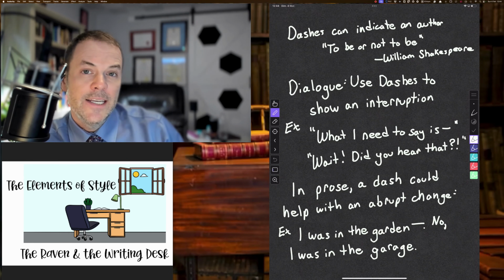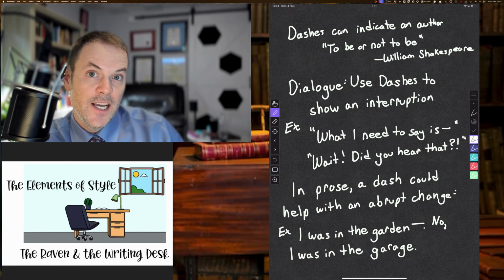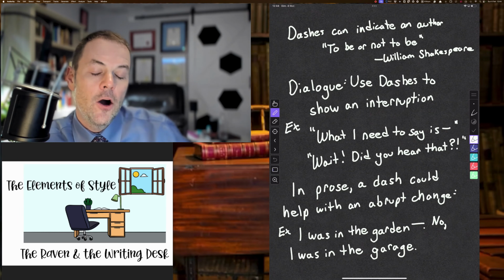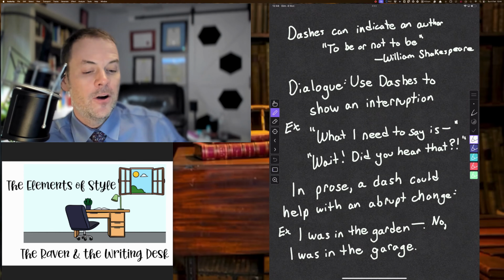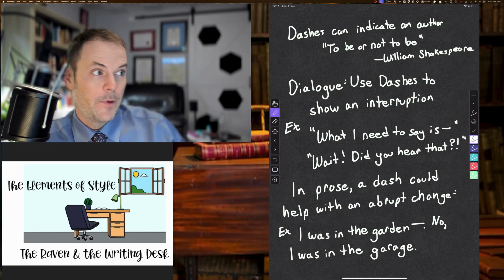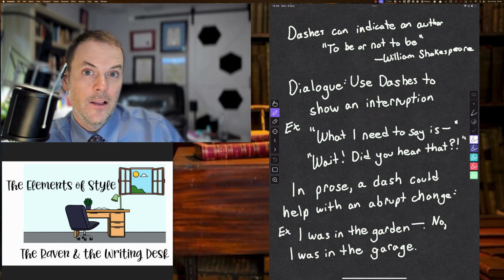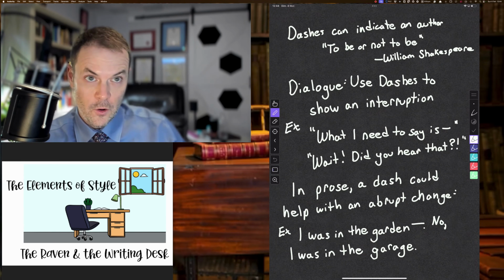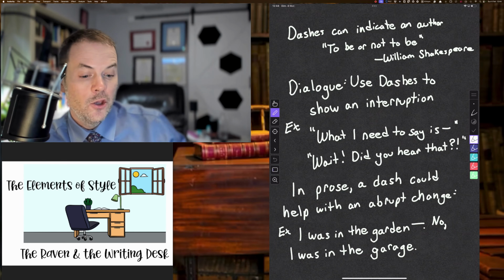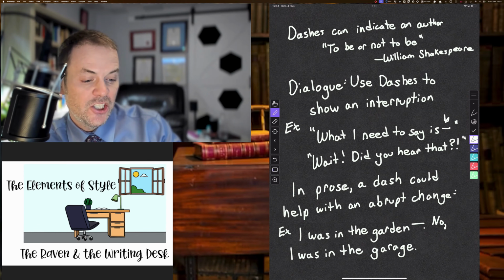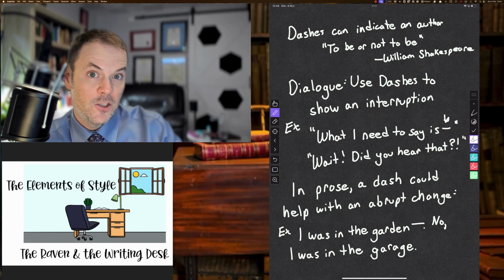Moving along, dashes can also be used to set up a direct quotation, or rather, the author of a direct quotation. "To be or not to be," dash, William Shakespeare. I do want to mention how you can use the dash in dialogue. So if you're creating stories, you have characters talking, you may have one character say, "What I need to say is— wait, did you hear that?" By putting in this dash here, it's indicating to the reader that this speaker is being interrupted. And I think that follows quite clearly.